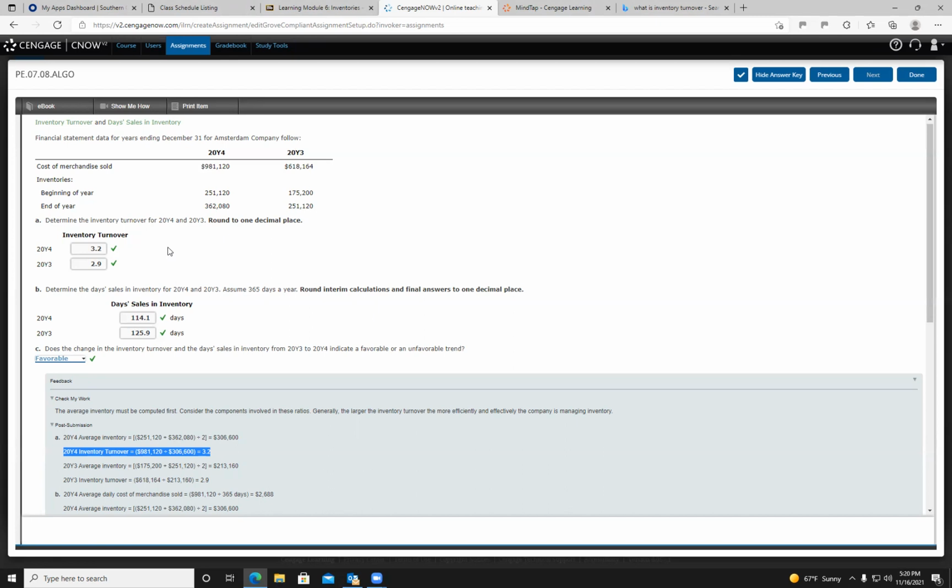So that's the total number of times they can buy and sell their inventory. How many times are they able to completely buy and sell out their inventory within a period of time? And this was during an entire year. So again, the higher the turnover, the more efficiently the company is managing their inventory. The next analysis we're going to do is days sales. And this is how many days it takes for them to buy, sell, and replace their inventory.